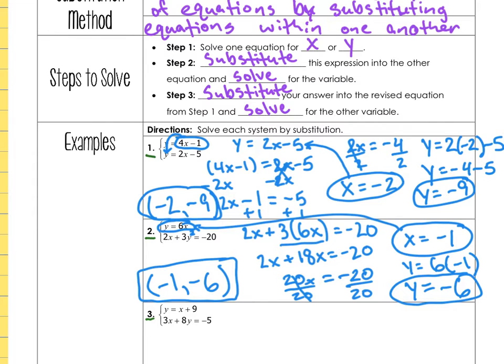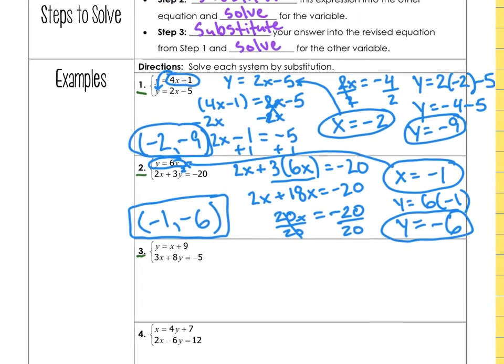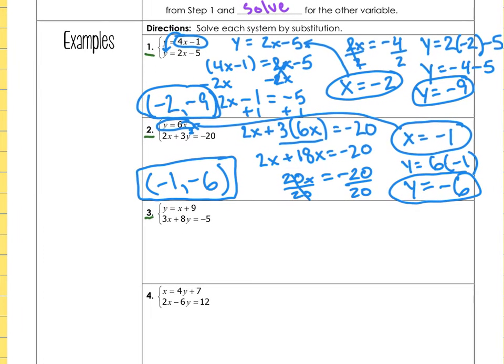Now that hopefully we're getting the steps down, I'm going to go ahead and move this up so that we've got number 3. And just to keep things clear, I'm going to change my colors up so that you can see the difference. Now same steps follow. With number 3, we first have to solve one of these equations for x or for y. Now if you notice, this top equation right here, y equals x plus 9, already has us solved for y. We know what y equals.